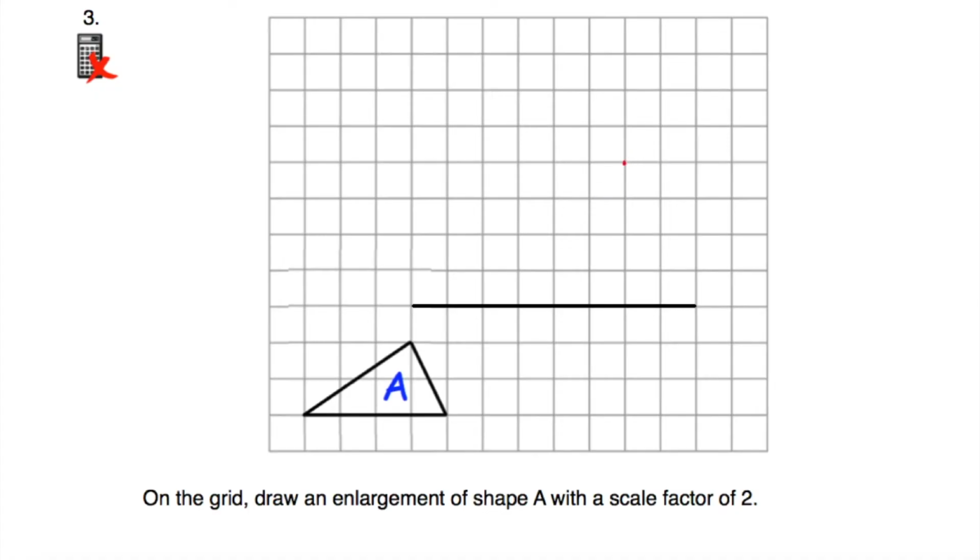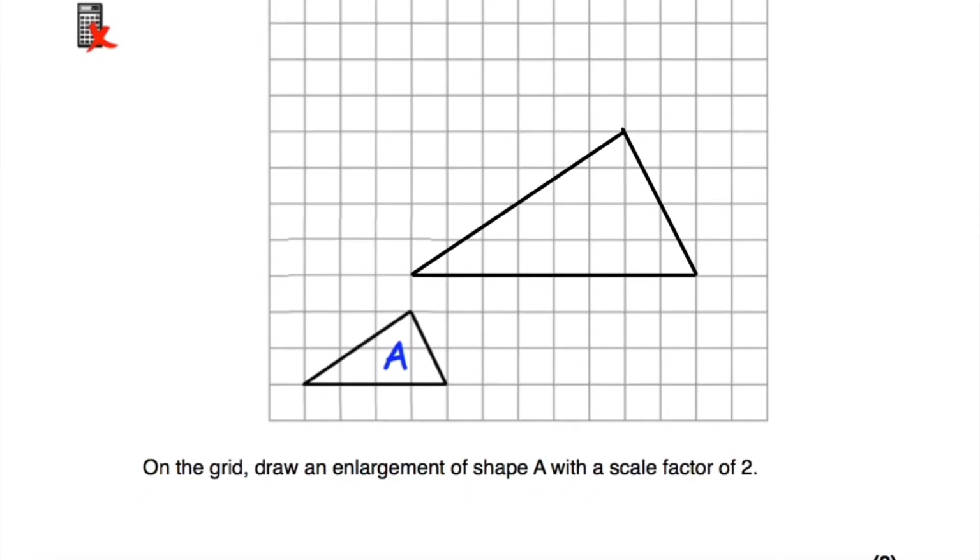And that's it. So now we just need to join them up. So we'll just get a ruler and pencil and we'll join up to the top of the triangle and then down the other side there, like so. And that's it. We've enlarged that triangle by scale factor 2 on the grid. Okay, let's look at our next question.